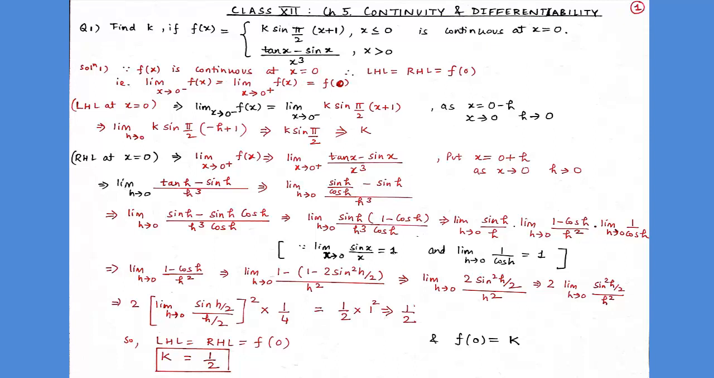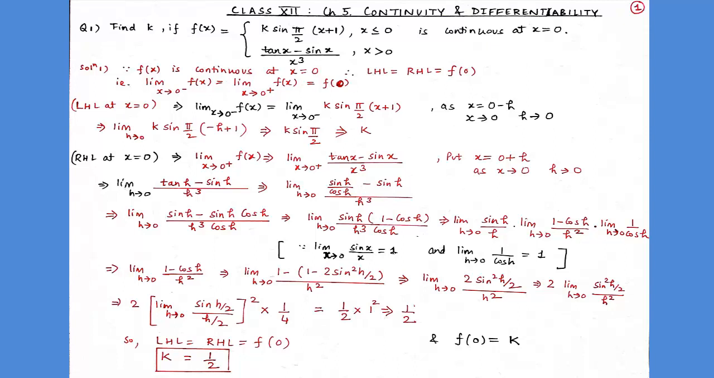Students, today in this video, we'll do some more questions based on continuity. So our question for today is: find the value of k if f(x) = k sin(πx/2) + 1 if x ≤ 0, and (10x − sin x)/x³ if x > 0, is continuous at x = 0.